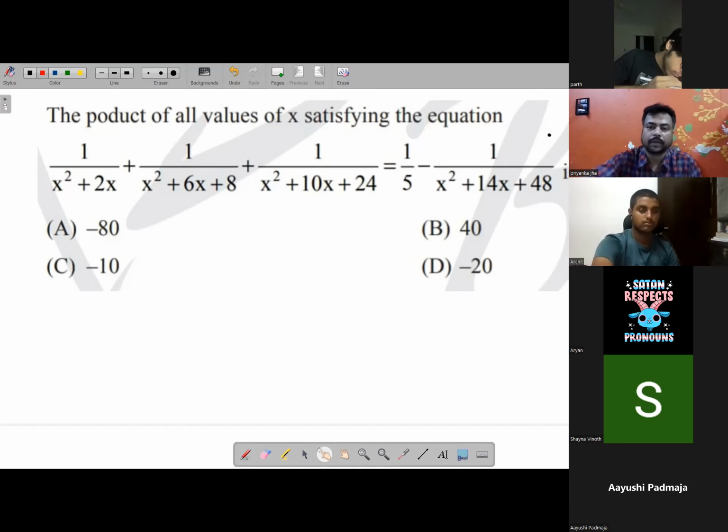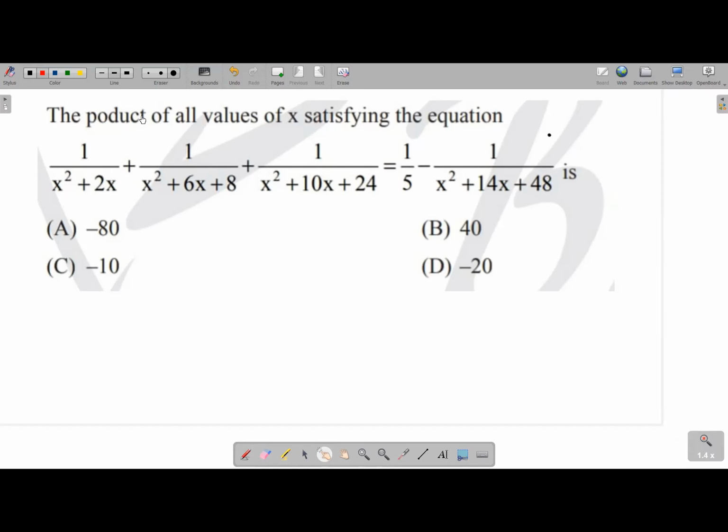Okay, guys, what happened? Any luck? Did you understand how to solve this? This looks very big, but this is very easy. See, I'll explain. First thing that you have to do is you have to factorize each and every term. Factorize it.